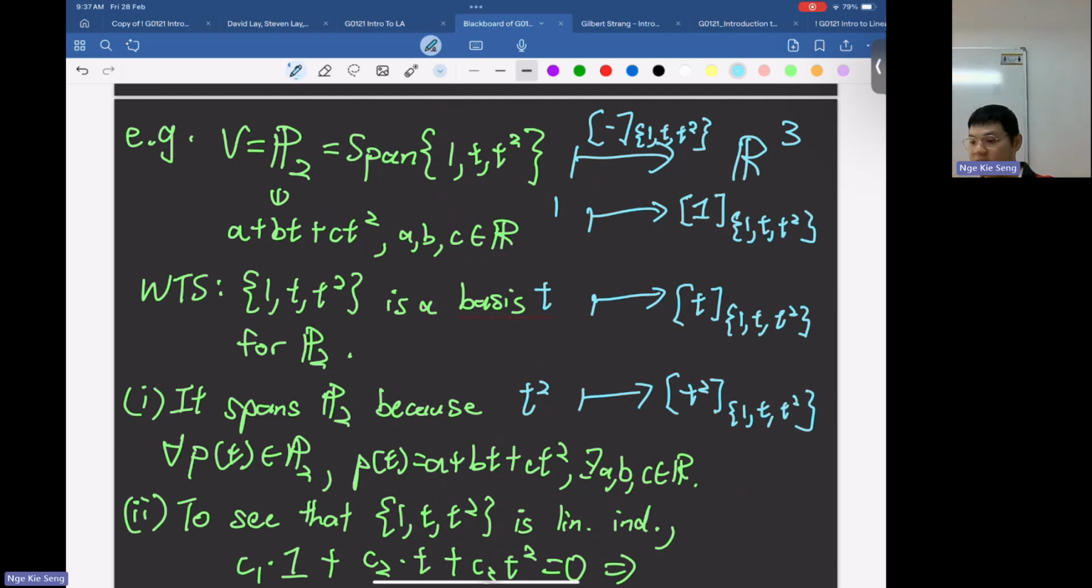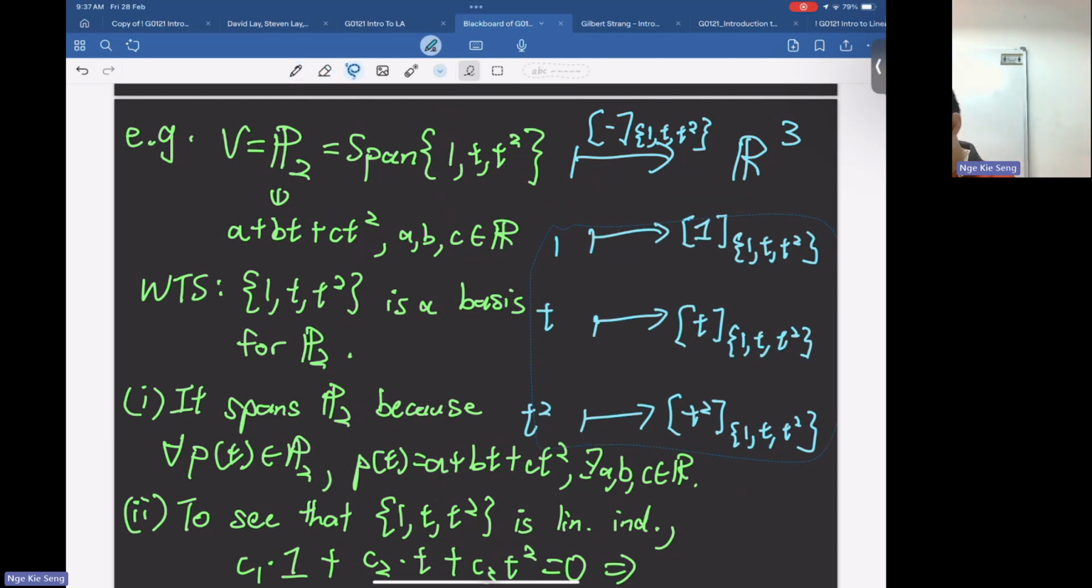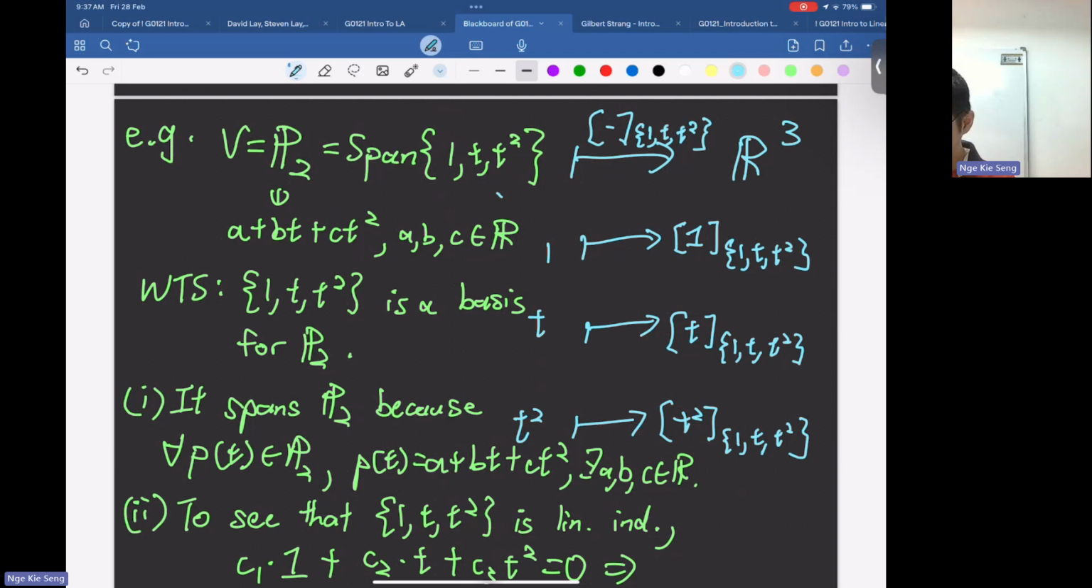Okay, so to answer this question, you should ask yourself, how are you going to send a general polynomial to R3? Let's say I give you a plus bt plus ct squared. What's the coordinate vector here? A, B, C.